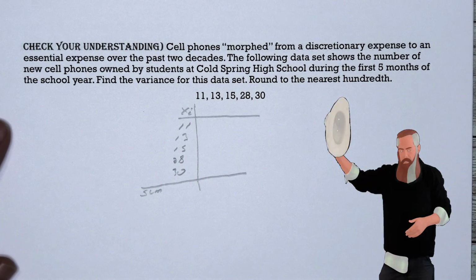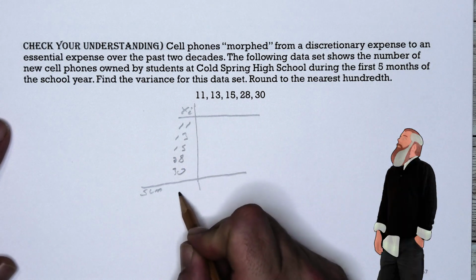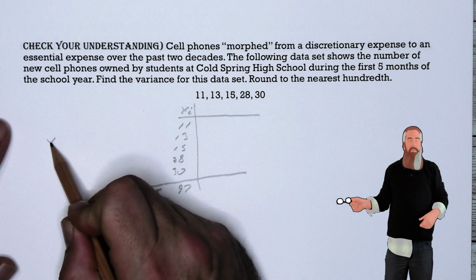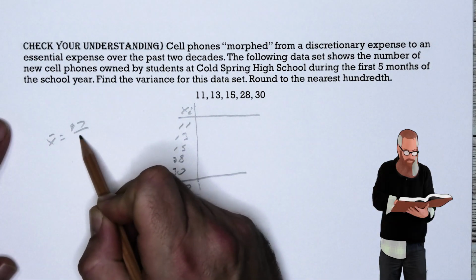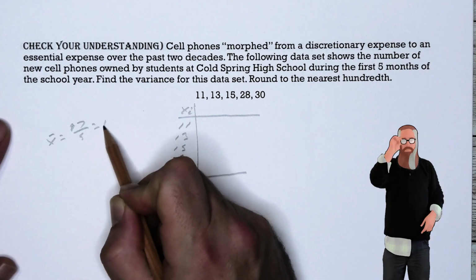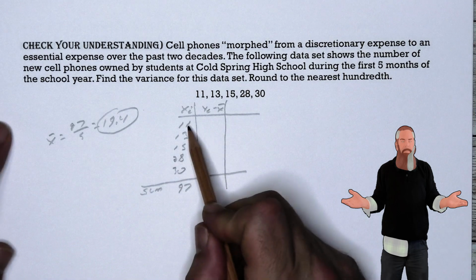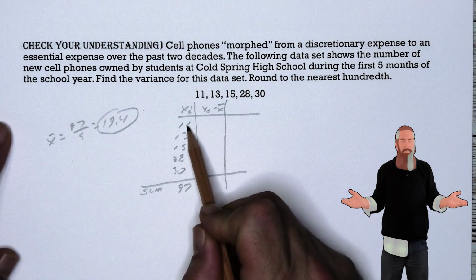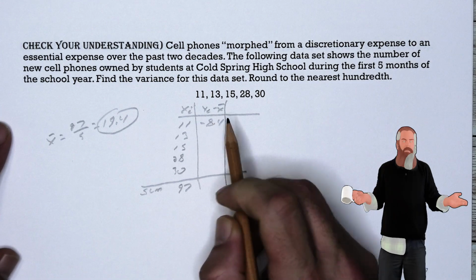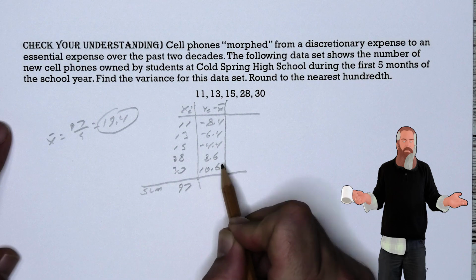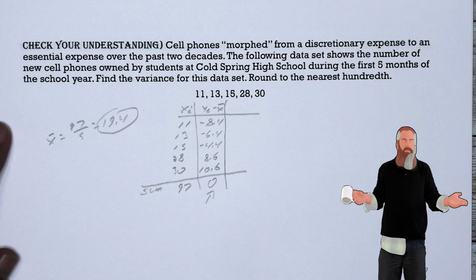The first thing we're going to do is build a table and put all of those data points in the x sub i column. And we're going to add this up for the sum. That sum is going to help us find x bar, which would be 97 divided by 5, because there are 5 entries, to give us 19.4 as x bar. Now we're going to take the data point minus x bar. So 11 minus 19.4 is negative 8.4. And we'll do that with every single one of the entries, then add them up to see if we get a 0, which is an optimal result there.